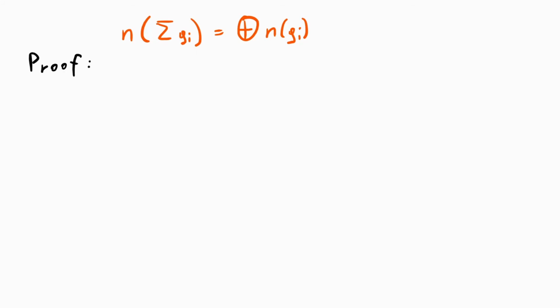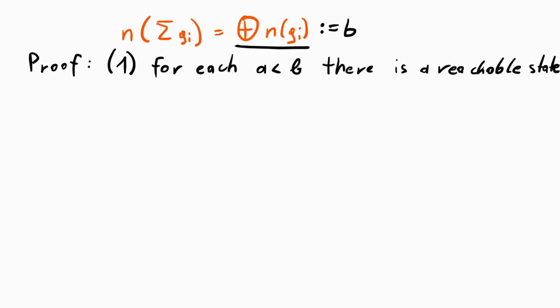For this proof, I have to show that this number, this value, actually satisfies the definition of the number. So we have to show that this actually satisfies the definition with the max. And I will do this with 2 steps. Let's define this as b. So in the first step, I have to show that for each value a that is smaller than b, there's a reachable state with the number a.